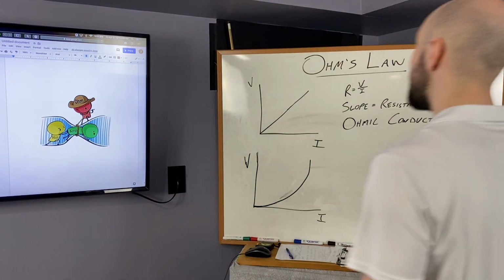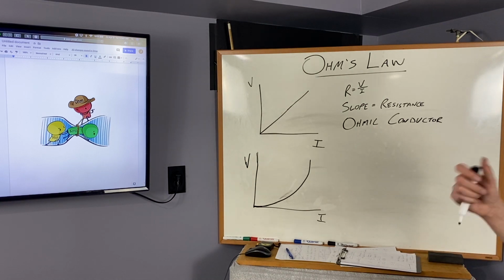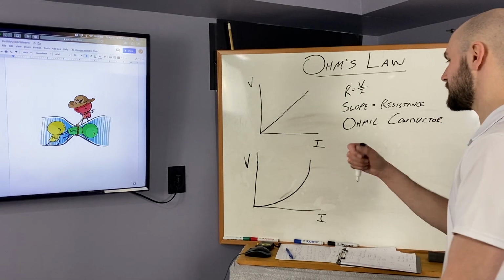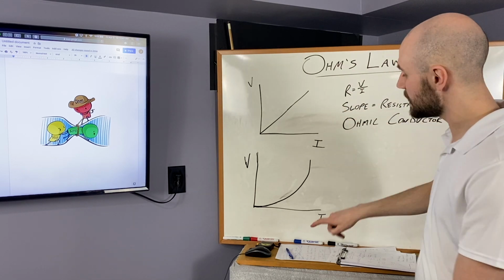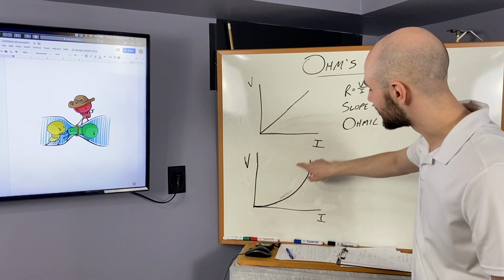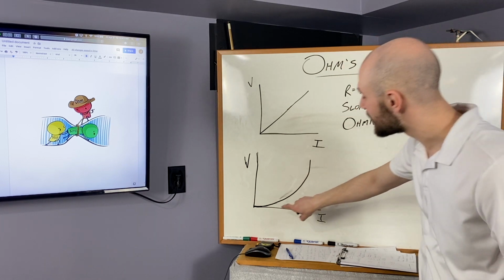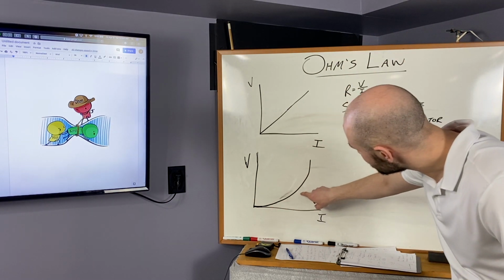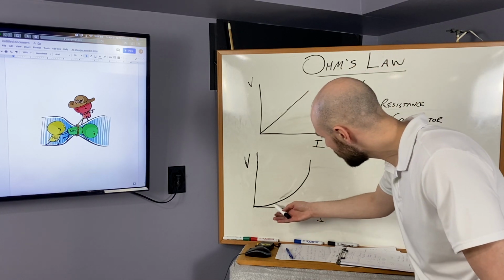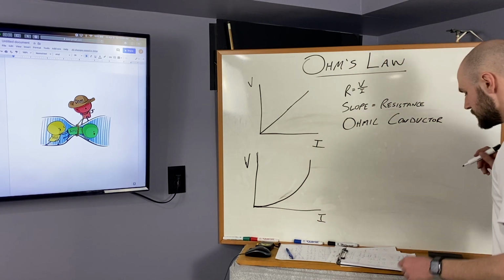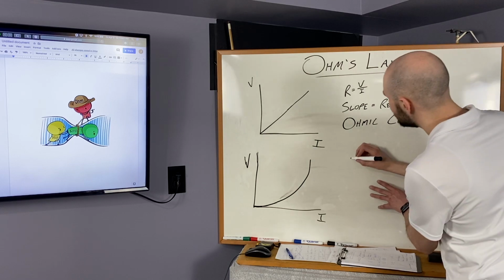So imagine you're in the lab, you vary the voltage, you measure the current. You vary the voltage, you measure the current. Here, for an ohmic conductor, you get a nice straight line. For a non-ohmic conductor, notice this is nonlinear. And the slope of this nonlinear line is never constant, right? The slope is always changing. This is what we call non-ohmic.